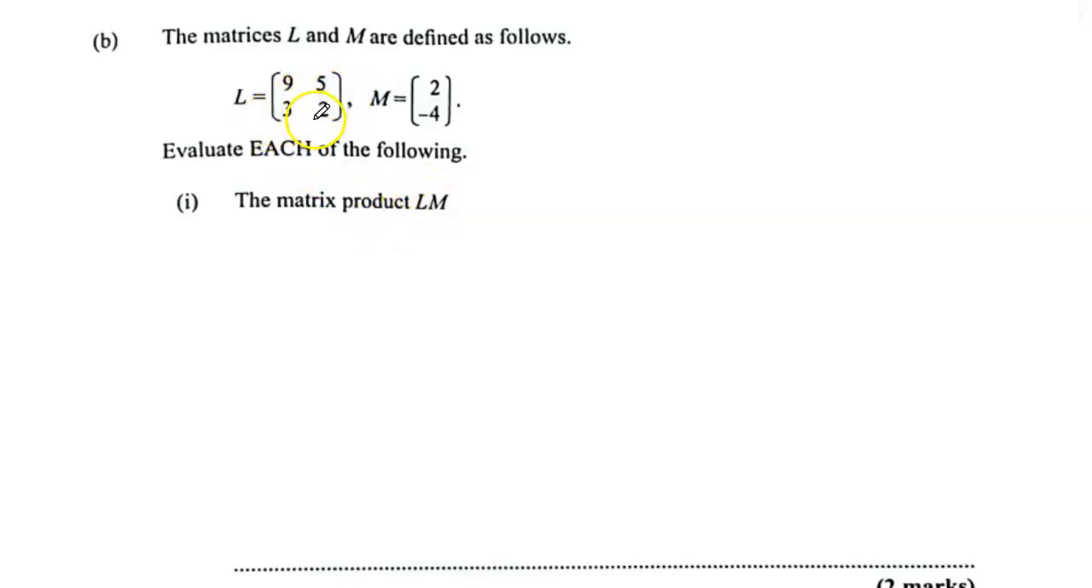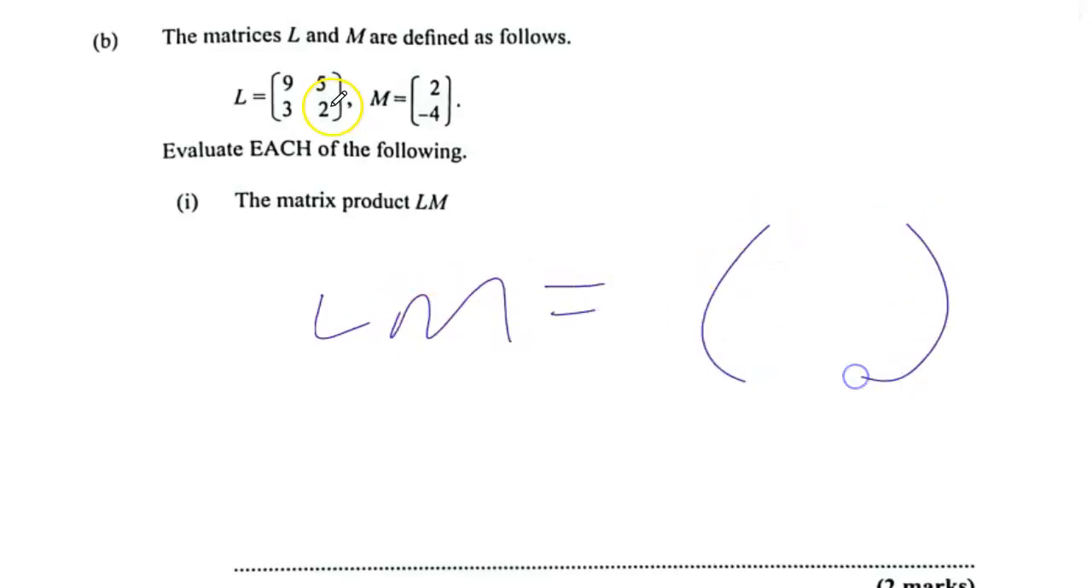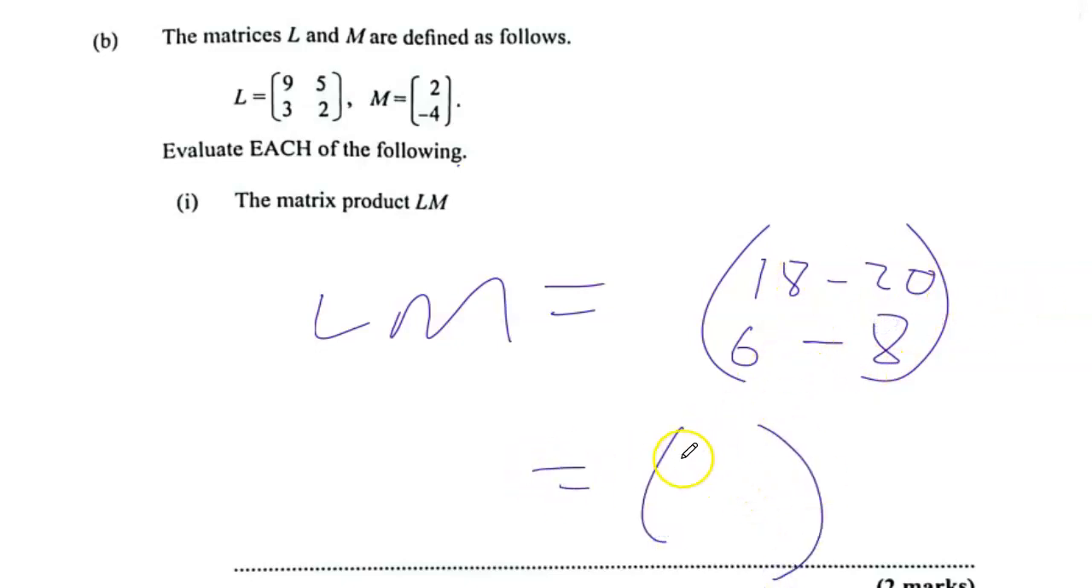L is 9 5 3 2. M is 2, negative 4. Find LM. So LM, row by column. So 9 times 2 gives us 18. And 5 times negative 4 is negative 20. And then the bottom row now, for 3, 2, do the same thing. So 3 times 2, that's 6. And 2 times minus 4, that's minus 8. So this is actually 18 take away 20, that's minus 2. 6 take away 8, minus 2 again.